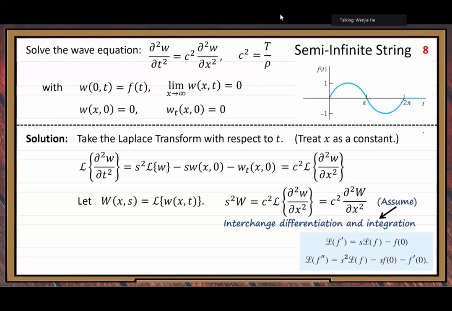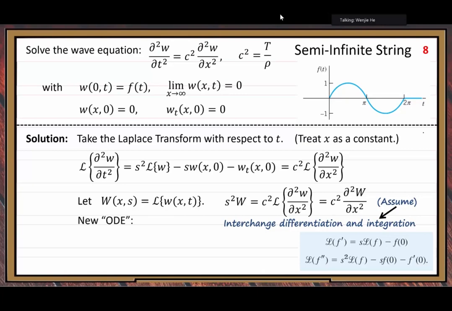And we know how to solve an ODE, right? After we solve this very simple second order ODE, we can find the capital W function. After we find the capital W function, we take the inverse Laplace transform, and we can find the little w function. So we can do it. All right, let's do the calculation work.